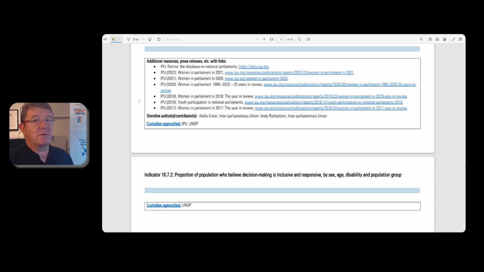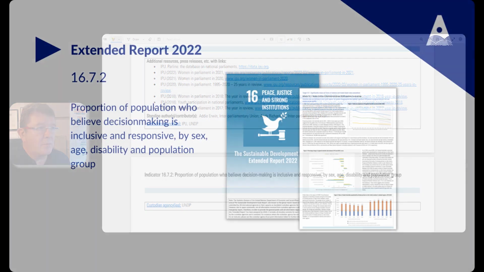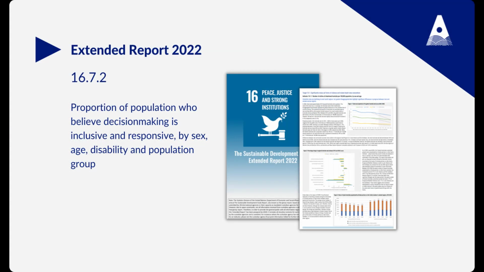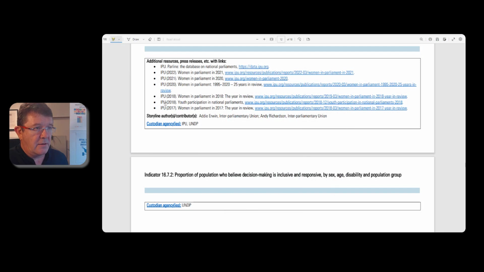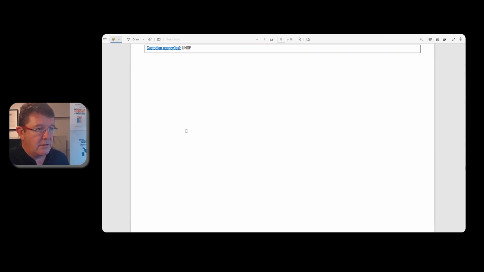One good thing about this report is if you are using it for research, you will find that it does source or reference where it gets its data from. The next indicator on that target is 16.7.2, proportion of population who believe decision making is inclusive and responsive by sex, age, disability and population group. Again, they're not reporting any data on that.